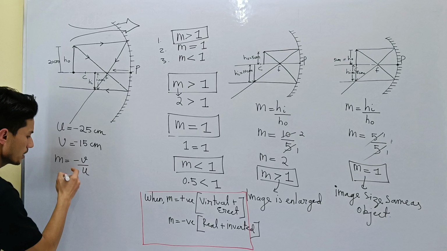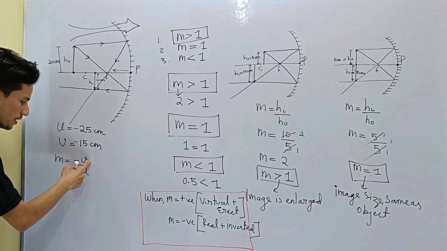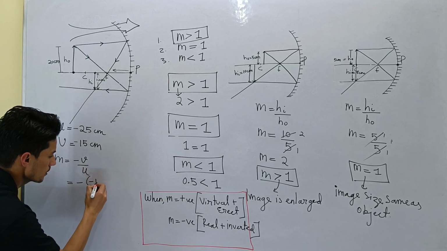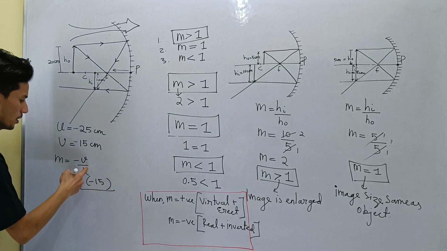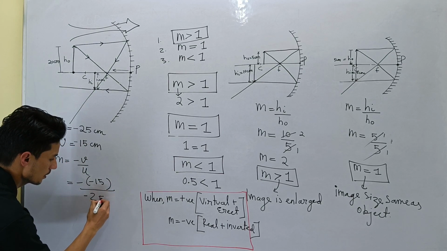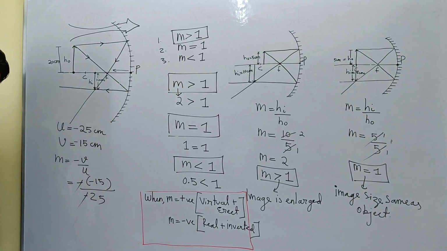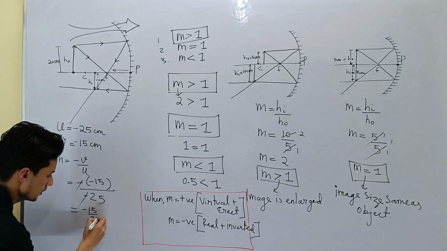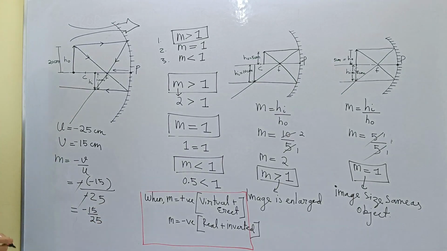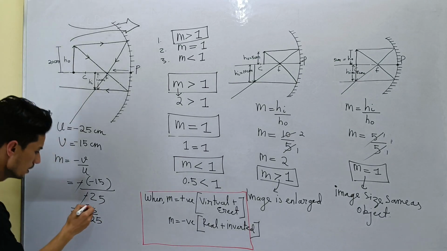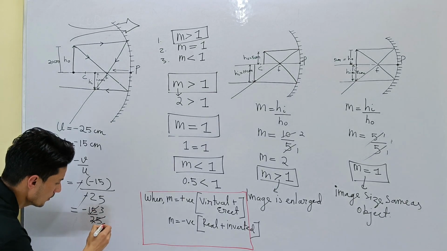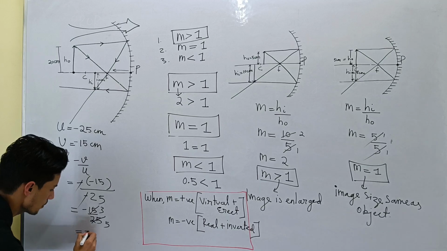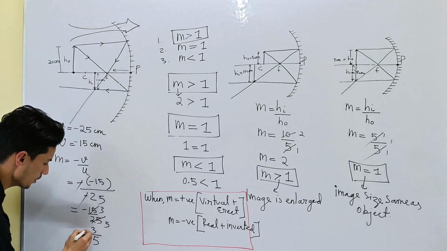So m equal to, minus from the formula will remain, and v, the value of v itself has minus in it, so don't forget to put that minus. Okay, and then u value also has minus in it. Okay, so you can cancel this one and this one. Okay, so what are you left? You're left with minus 15 by 25. So if you cut this, 5 3 is 15, 5 5 is 25. So minus 3 by 5.